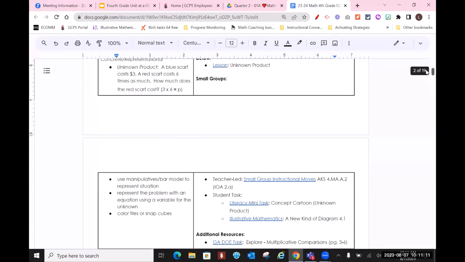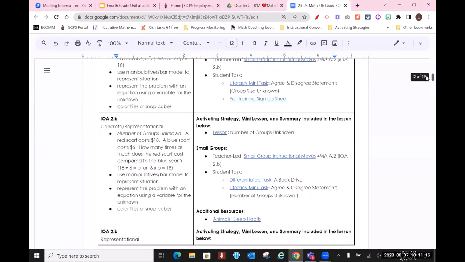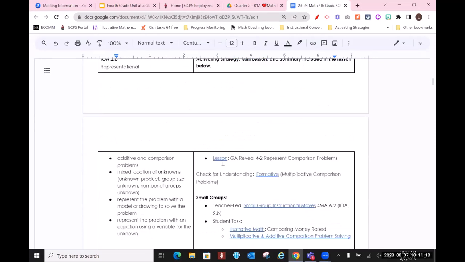Georgia Reveal is intended to be used as a supplemental resource. Okay, here's a Georgia Reveal lesson. So Georgia Reveal is intended to be used as a supplemental resource, not your primary resource. You will find Georgia Reveal adapted lessons aligned to the intended learning objectives, as well as other resources on the pacing guide. These are just a few of the Georgia resources available to you. Please go to your employee portal to access all of the Georgia Reveal resources available for the needs of your students.